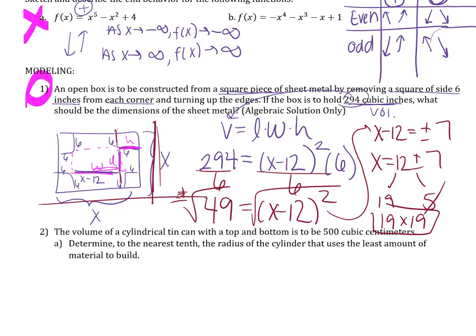And you could check this. If you did plug 19 in for X, subtracted 12, squared it, multiplied by 6, you should get 294.